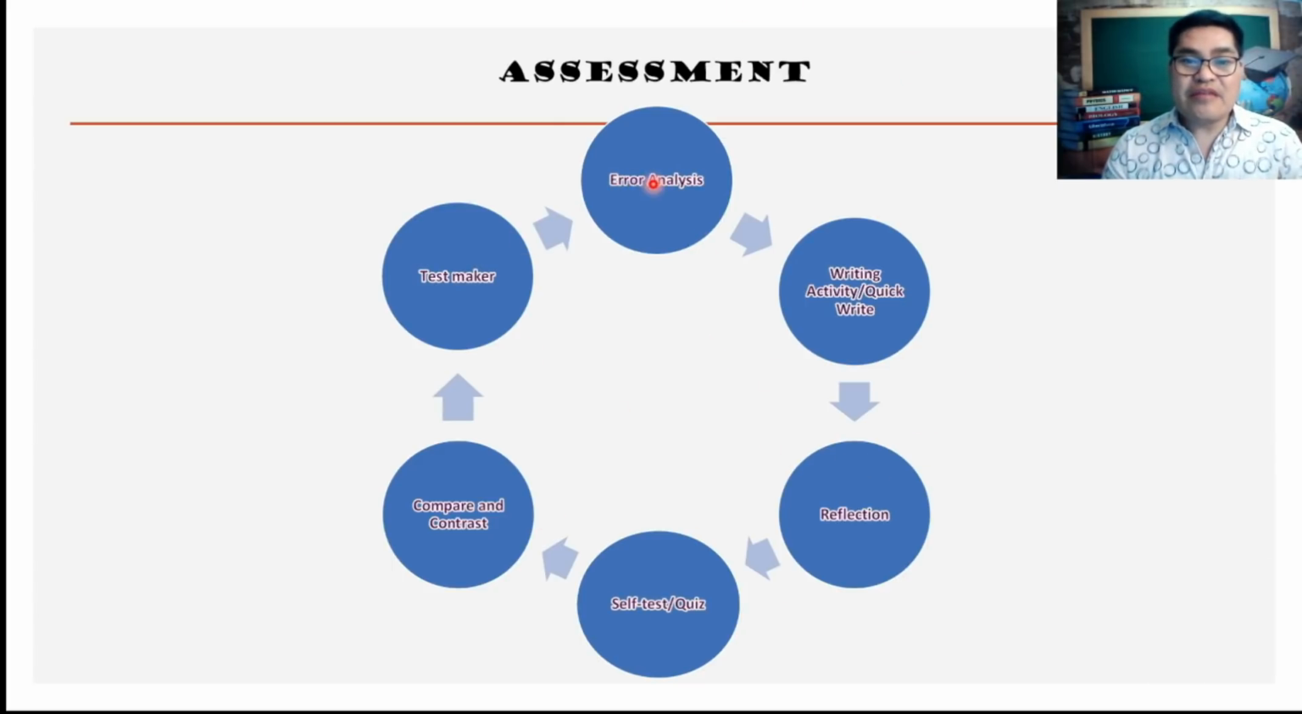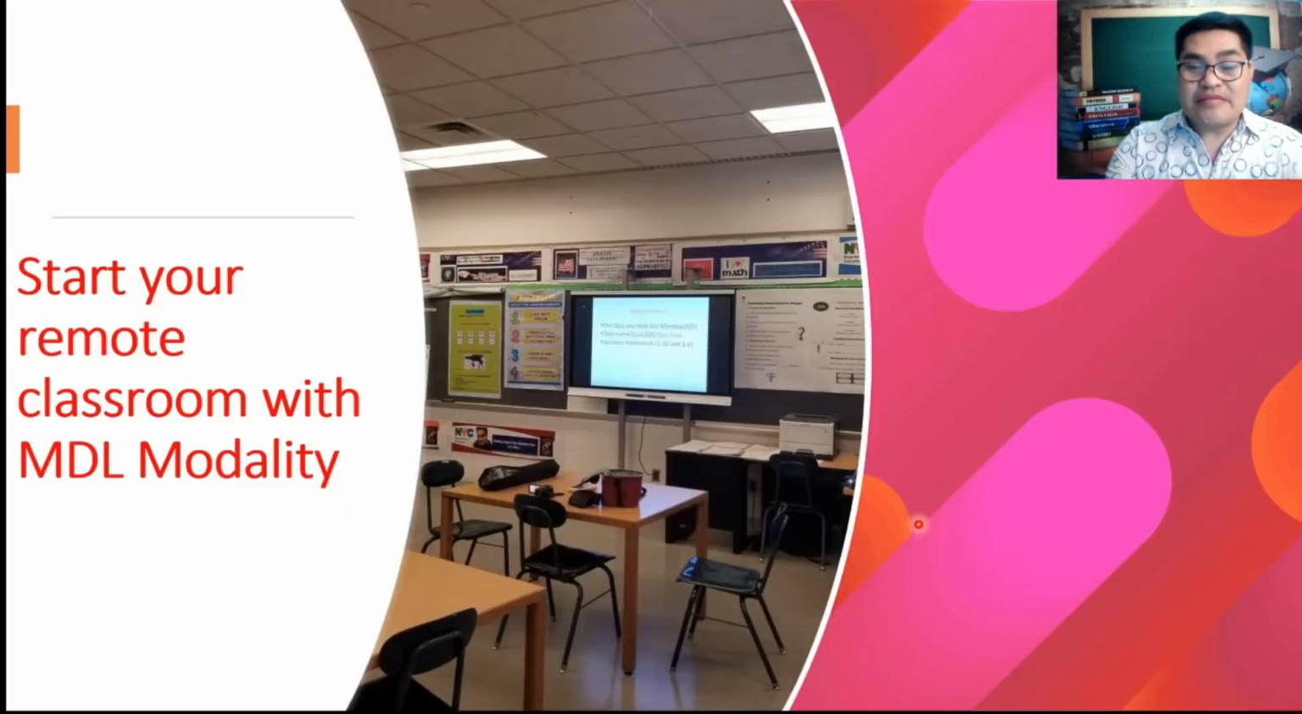Error analysis, how do you do error analysis? There are 2 problems or 2 scenarios, and the student will decide which one is correct. When I use test maker, the students need to create their own example. Compare and contrast, basically they will use a Venn diagram to find the similarities, the differences, and the common areas. And then you can also provide a self-test or a quiz or a reflection. Those are the assessment tools I use when it comes to my strategy.